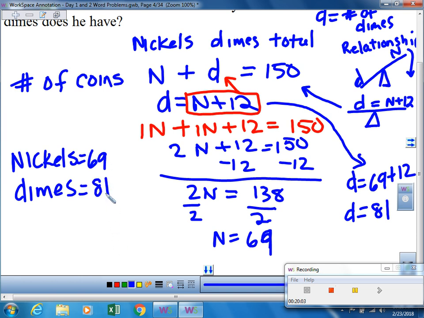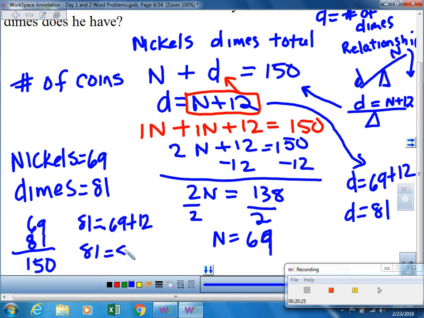So my check, all you can do is check it in these two equations. The first one is 69 plus 81. What does that equal? 150. And the other one is, how many dimes do I have? I have 81. Does that equal the 69 plus 12? Yes, 81 equals 81. So there's my check. All right, so those are my check statements.